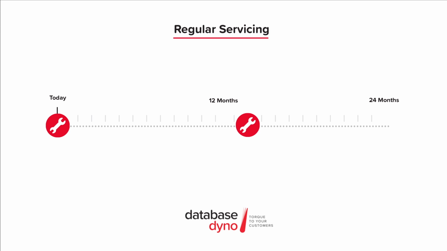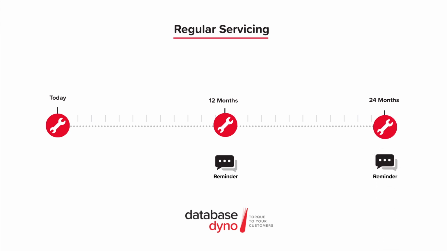So by using Database Dyno, we go back and look at the vehicles that you serviced 12 months ago, and we remind them exactly 12 months after, when they're due for their service, prompting them to come back in on time. So what this does for you and your business, you get customers that know your business, you're maintaining their vehicle, and you get to see them 3 times in 3 years as opposed to twice in 3 years.